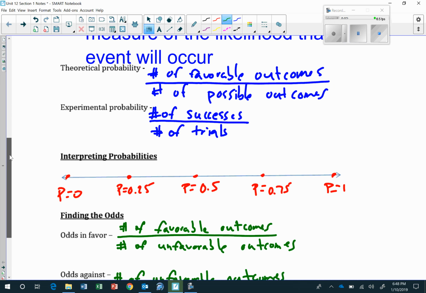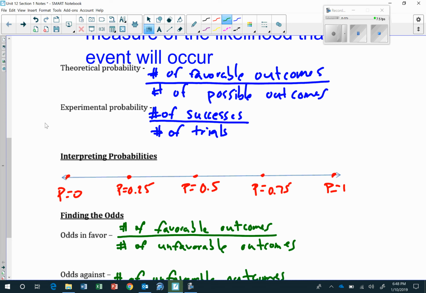In the next part, we're going to look at interpreting probabilities. Probabilities fall between 0 and 1. 0 means it's impossible. It's never going to happen. An example of something that has 0 probability is the probability of rolling a 7 on a number cube. A number cube only goes through 6. So the probability of rolling a 7 is 0.